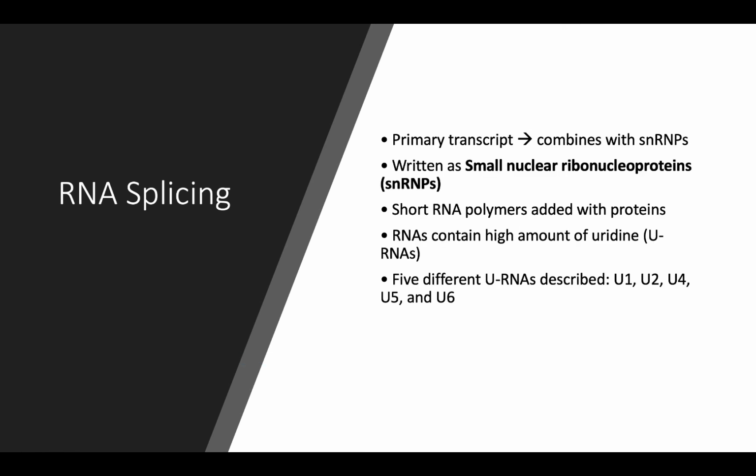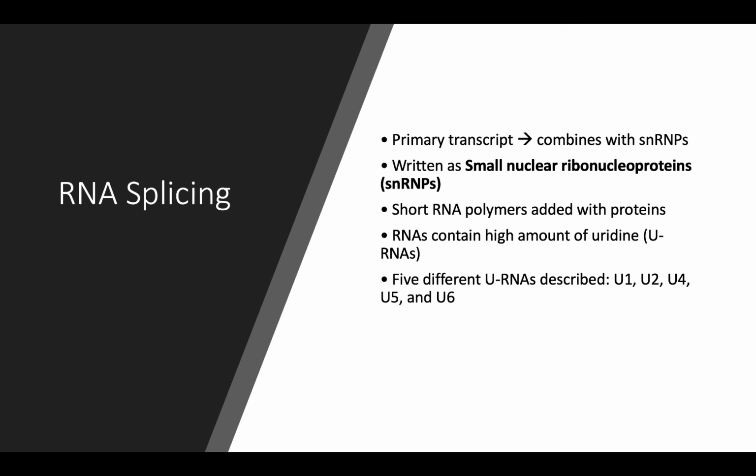So how does RNA splicing occur? What is the mechanism that causes it? What recognizes these AG and GU sequences? The primary transcript is combined with what are known as small nuclear ribonucleoproteins, snRNPs. These snRNPs have a very high content of uridine. They are RNAs, made of all these bases, but with a very high content of uridine.